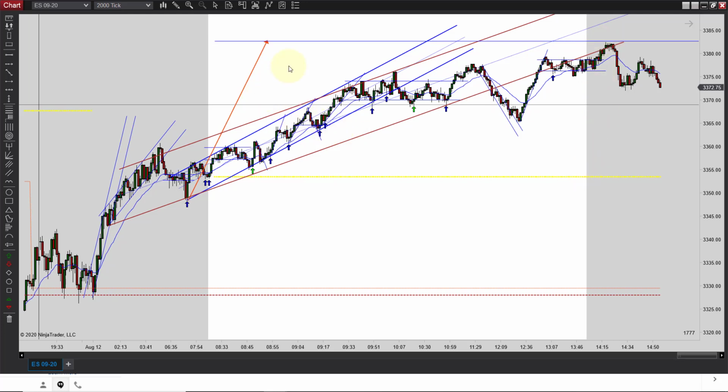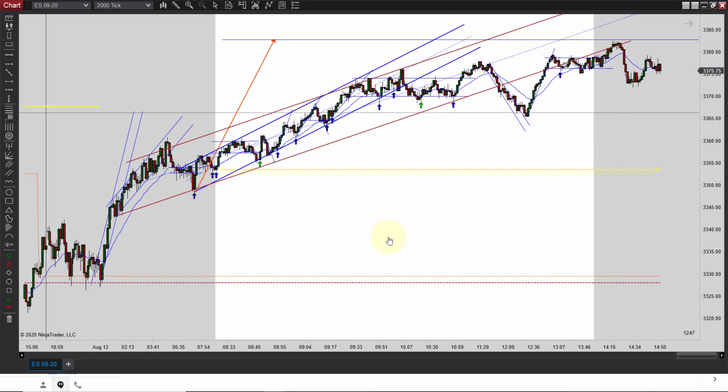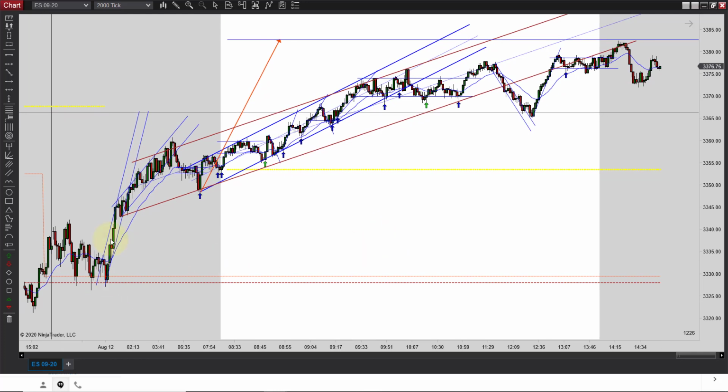So these measured moves are powerful, and they don't work as well on range days, granted. If you're trying to make them work, you can probably get the real short-term ones to work on a range day. But for the most part, these work better when the market's trending, obviously. So we're going to back out here and talk about the trades. But you can see we spiked up and went into this channel.